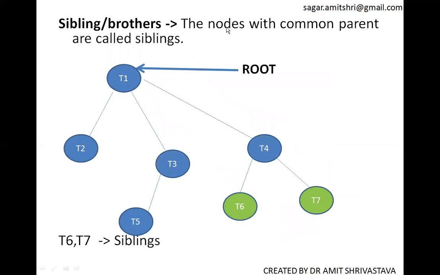Now siblings or brothers. The nodes with common parent are called siblings. So in this example, here T4 has got 2 children, T6 and T7. So T6 and T7 will be called as siblings or brothers because they have got common parent called T4.